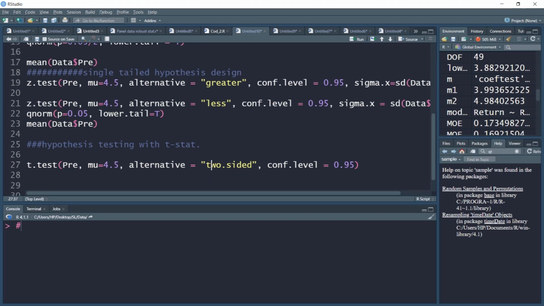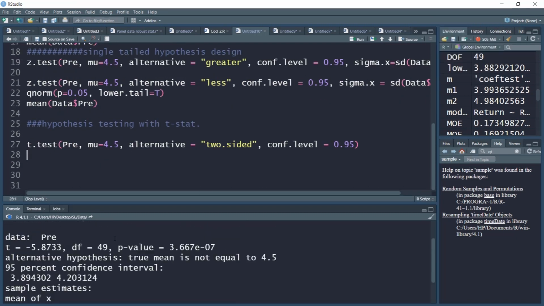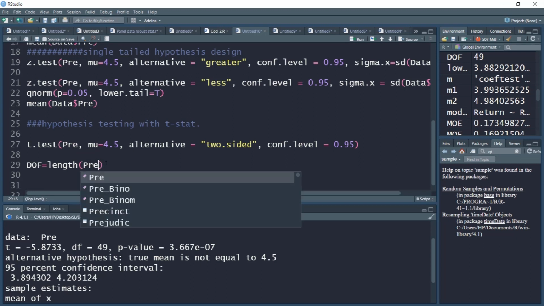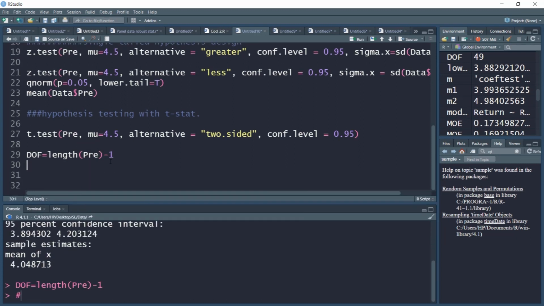Now we'll run this command, and once we run it, notice the t statistic, which is minus 5.8733. This is the t statistic for this test, and if we are doing the critical value analysis, we need to generate the critical value of the t statistic. For that, we require the degrees of freedom, which can be easily computed as the length of the sample minus 1. Once I have my degrees of freedom, I can generate the critical value corresponding to the 5% level of significance using the qt command. I'll write qt, and the probability value, which is the significance level, is given as 0.05 divided by 2.